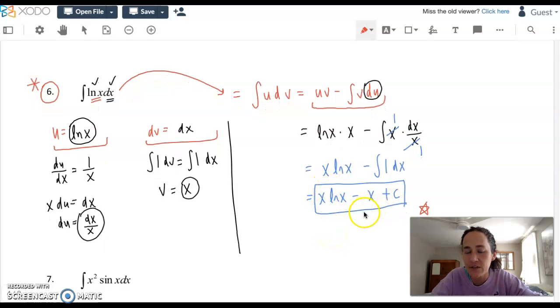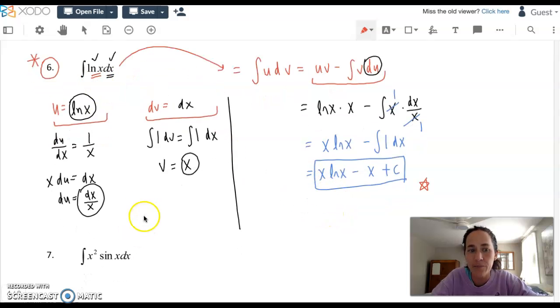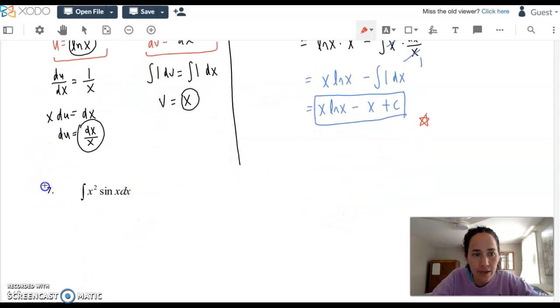And if you were to take a derivative to try and check this, you would get ln of x back. All right, 7's the next one we're going to look at, and this is probably, I'd say, the most thought-provoking one that we've looked at yet, so I'm going to give this one a star for sure.